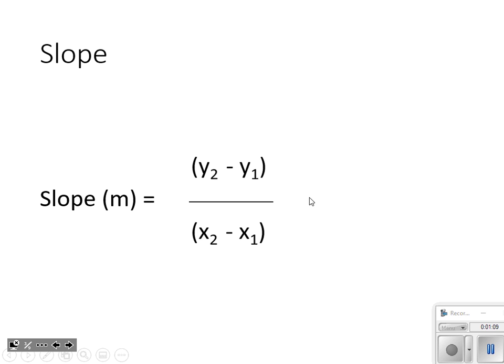Also, some things I saw: people had the y's on the bottom and the x's on the top, okay? That's not going to get it done, folks, because you're going to be inverted. You're going to be inverted in your data collection and your results.